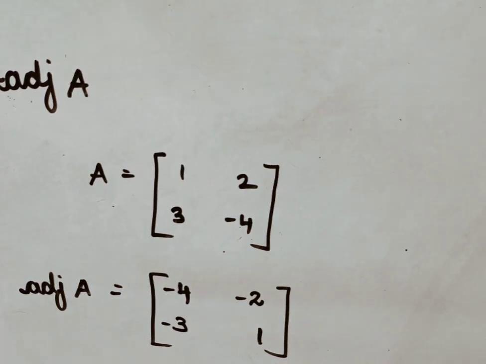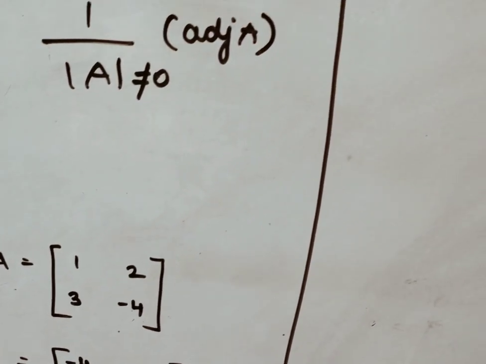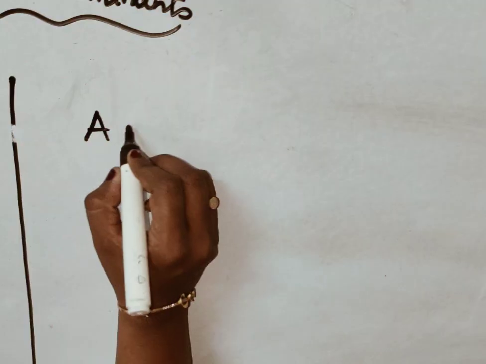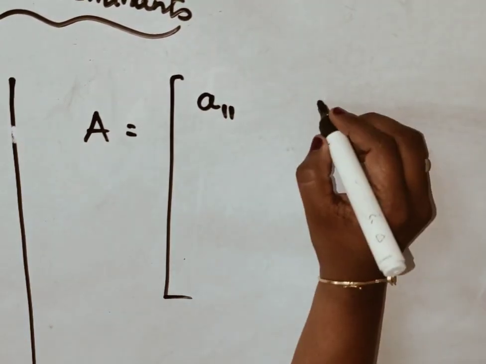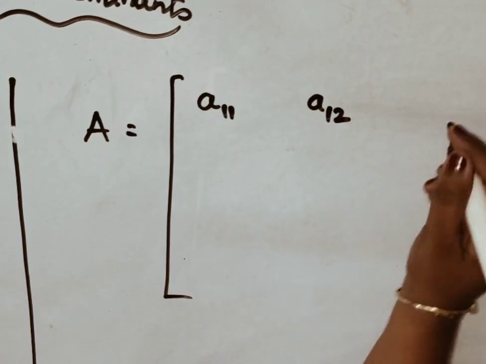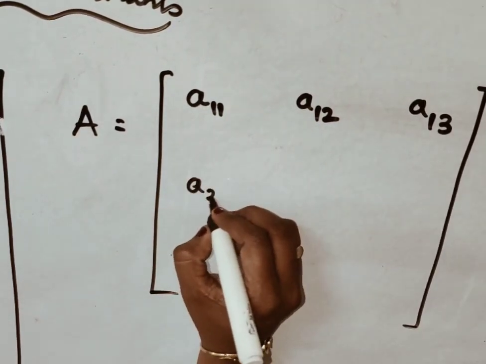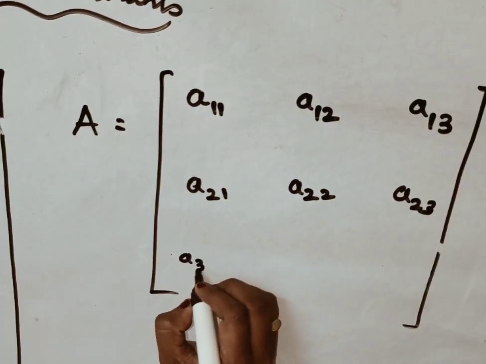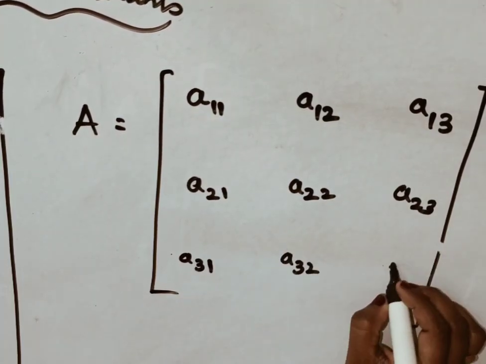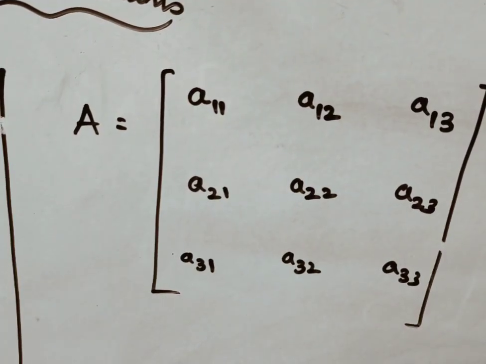Next, similarly, we will see how to find the adjoint for a 3 cross 3 matrix. For this, I consider the matrix A equals, in general, this element we represent as A11, this element as A12, A13, A21, A22, A23, A31, A32, A33. So this is how we have the matrix. I have considered a 3 cross 3 matrix.